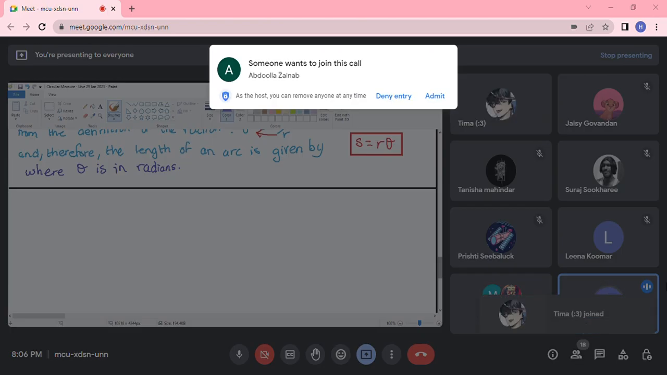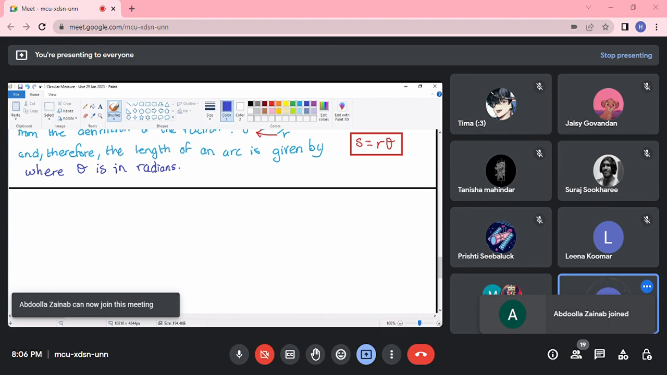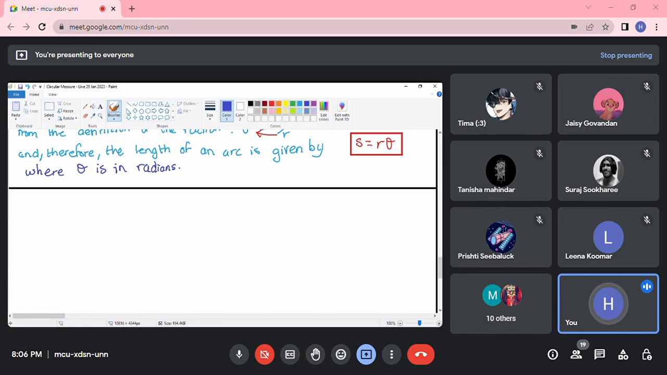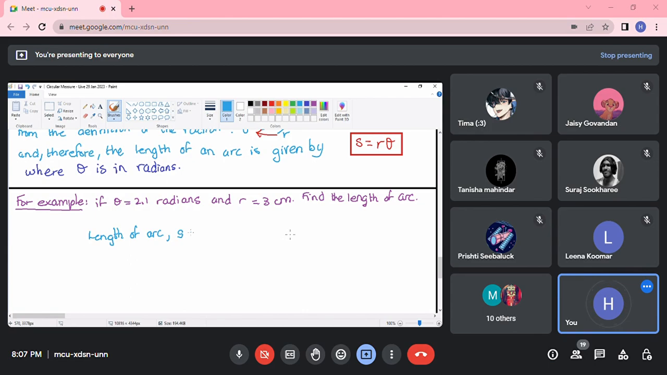So we have seen that S is equal to R theta. Donc, nous servons our relation S is equal to R theta là dans un exemple. So, for example, if theta is equal to 2.1 radians and R, that is the radius, is equal to 3 centimeters, find the length of arc. Donc, comment nous faire ça? Dit simple, we just apply the formula. So we know that the length of arc, which we usually denote as S, is equal to R theta.